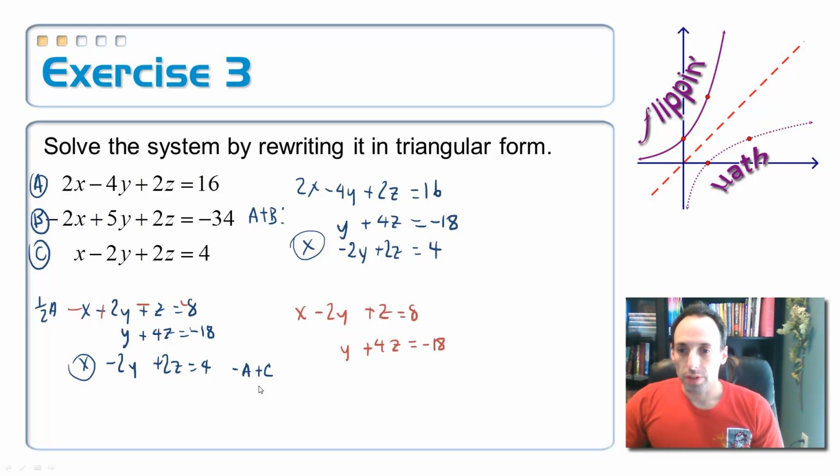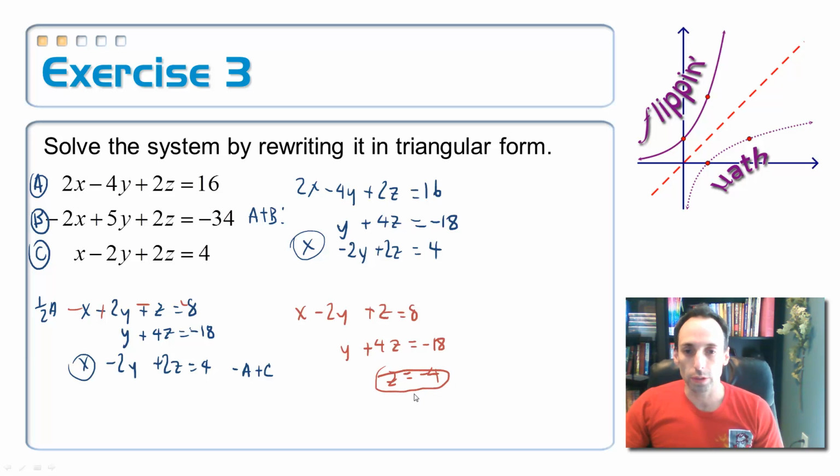So negative x plus x gives me nothing. A positive 2 plus negative 2 gives me no y's. Hey, that's very convenient. And then finally, a negative z plus 2z gives me z. And that should be equal to negative 8 plus 4, which is a negative 4. Did I do that right? Yep. Okay. So look, I've already put it in triangular form. I'm almost done in order to solve this. I already have my z coordinate.